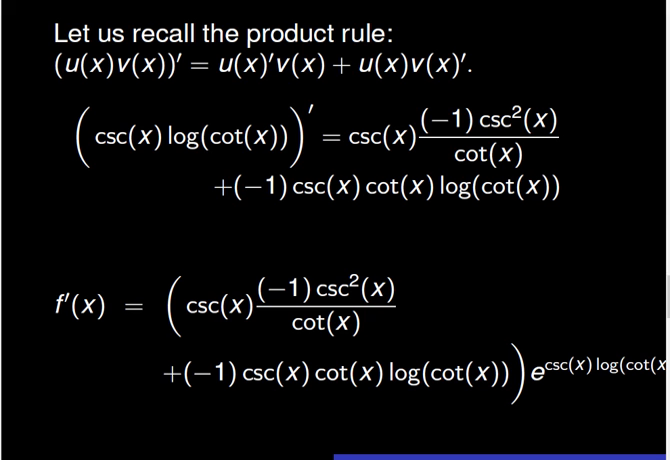Ultimately, f prime of x is equal to the quantity cosecant of x, times the fraction minus 1 times cosecant square of x over cotangent of x, plus minus 1 times cosecant of x times cotangent of x, times logarithm of cotangent of x, times the exponential of cosecant of x times the logarithm of cotangent of x.